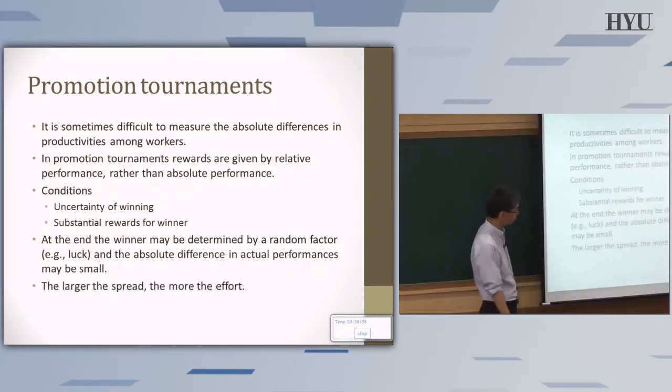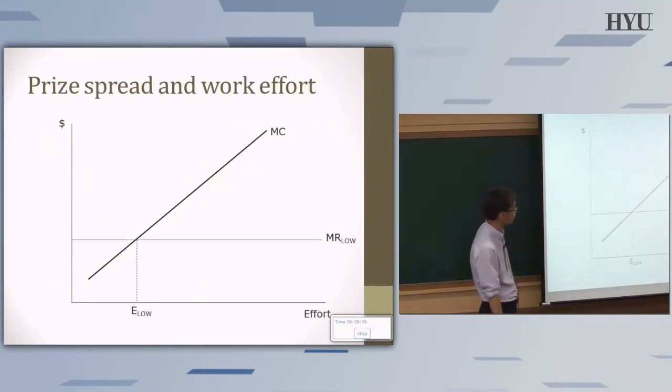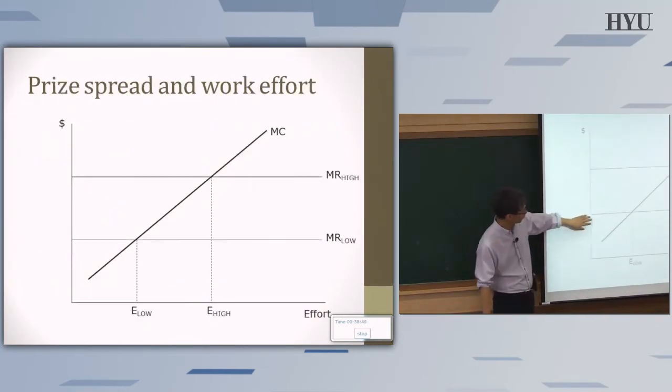Why? Because obviously, if the reward is low, think of the effort level and the marginal cost of effort. If you put in more effort, it gets more difficult. So if the marginal revenue is low, let's say the reward is not very big, then people will put in low effort. If the reward is high enough, then people will put in higher effort.